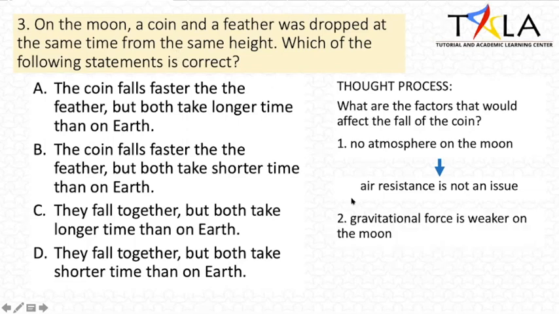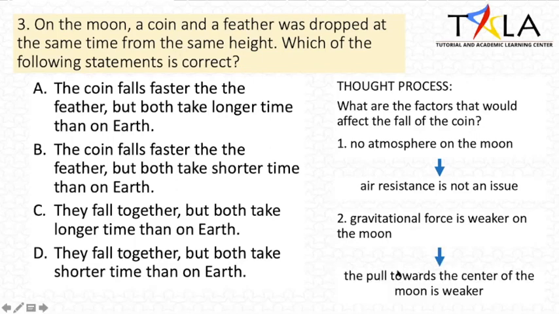The second factor is gravitational force is weaker on the moon. That means, saan mas mabagal ang free fall? Sa Earth or sa Moon? Sa Moon po. Good. So, the pull towards the center of the Moon is weaker, thereby, mas mabilis or mas mabagal? Mas mabagal po.